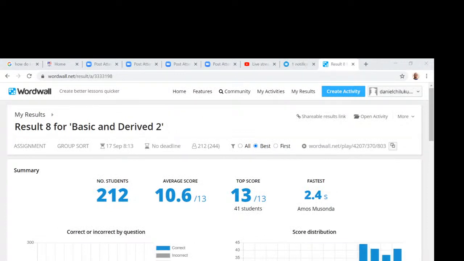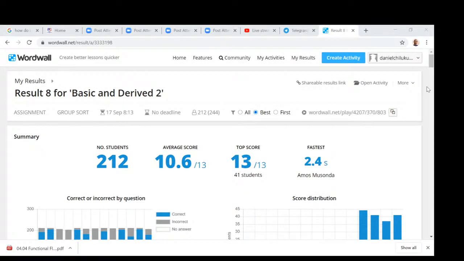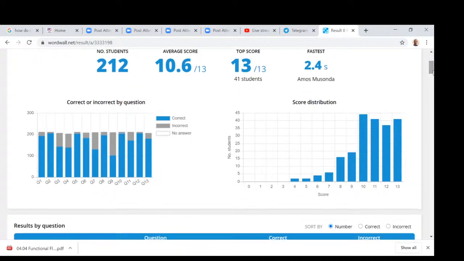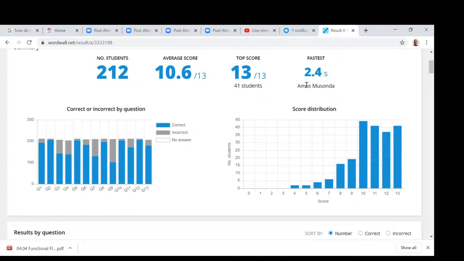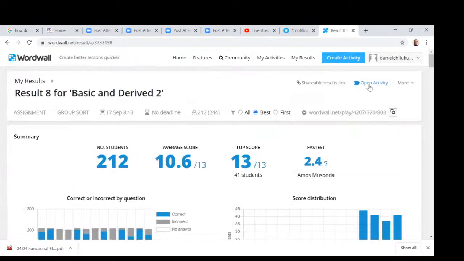Okay, so this is how our results look. I think we have about 212 students, and then this is the distribution. So I can see on this side that a lot of students have scored very highly in this, and I think the topmost student was this Alan Msonda.